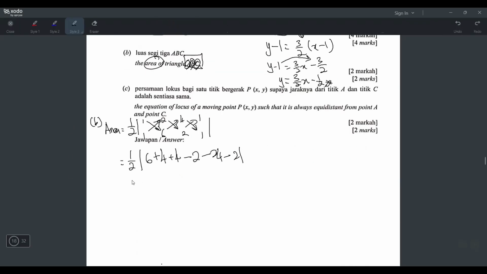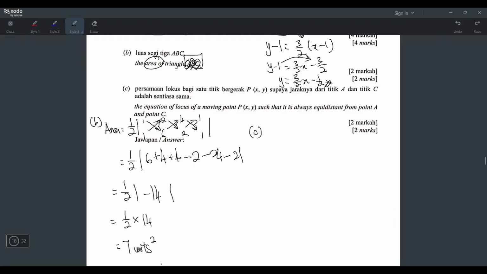Okay, now you continue. So it becomes 1 over 2 modulus. This one you can quickly use a calculator. 6 plus 4, 10, 10 plus 4, 14, minus 2, 12, minus 2, 10, 10 minus negative 14. You can use your calculator to help you. Modulus negative 14 will be positive 14. And then 14 divided by 2 is just 7. But this is area, right? So better write unit square. Okay, that's the area of the triangle.